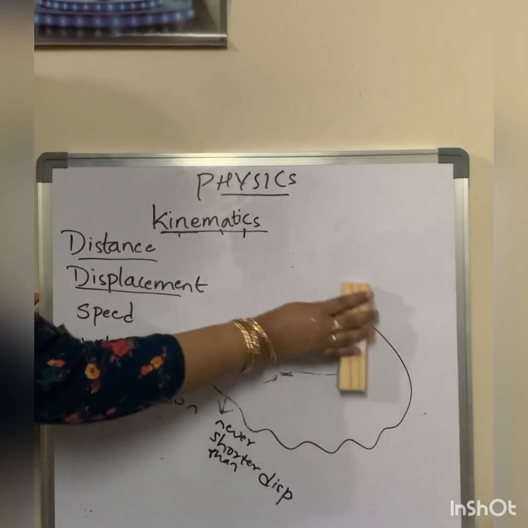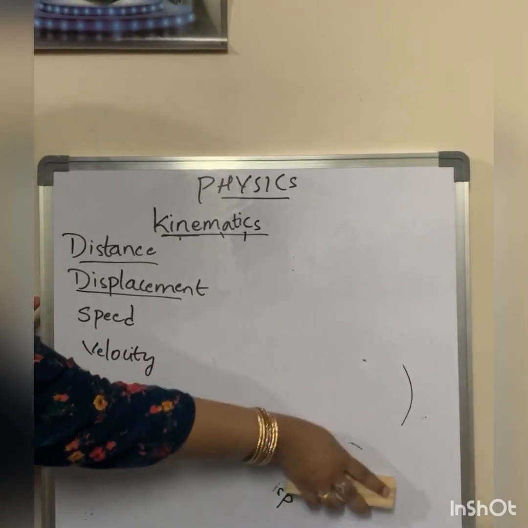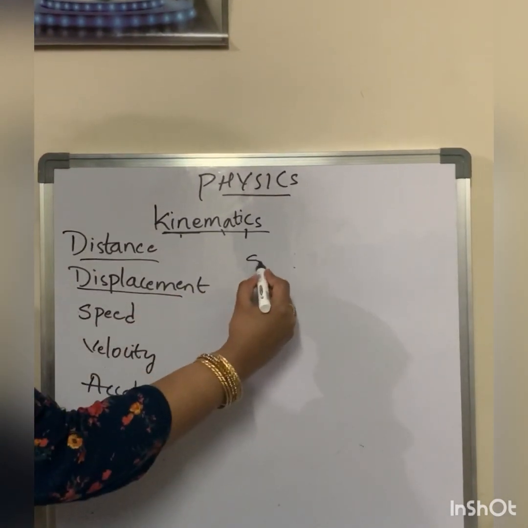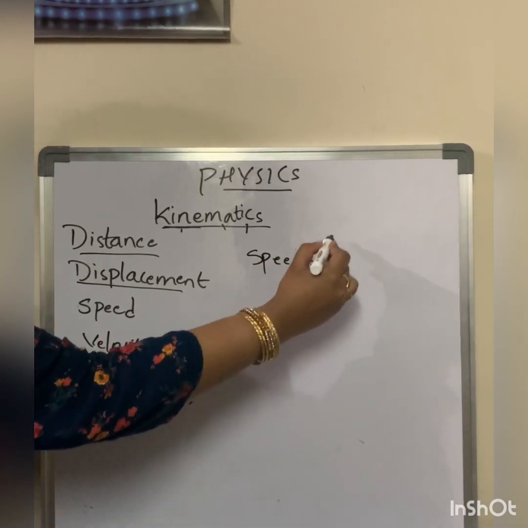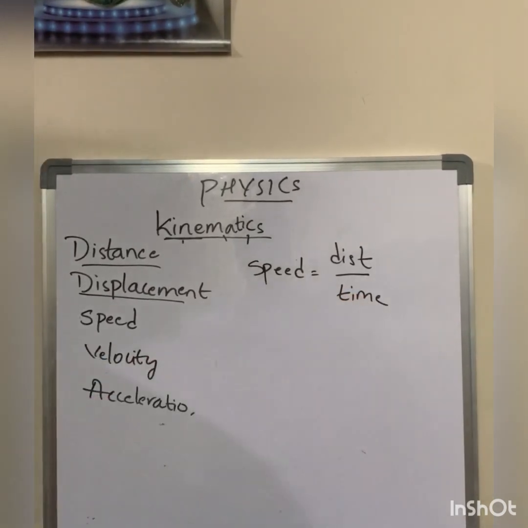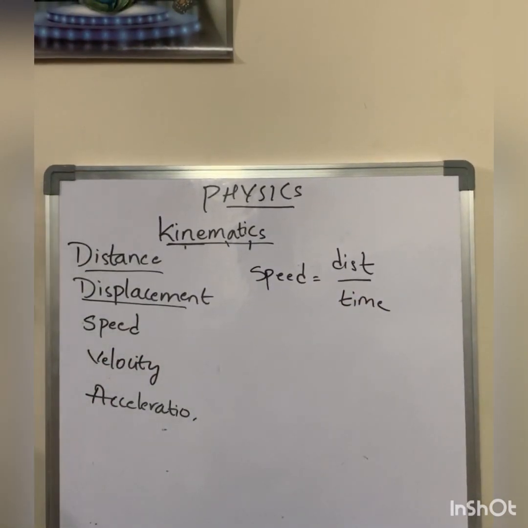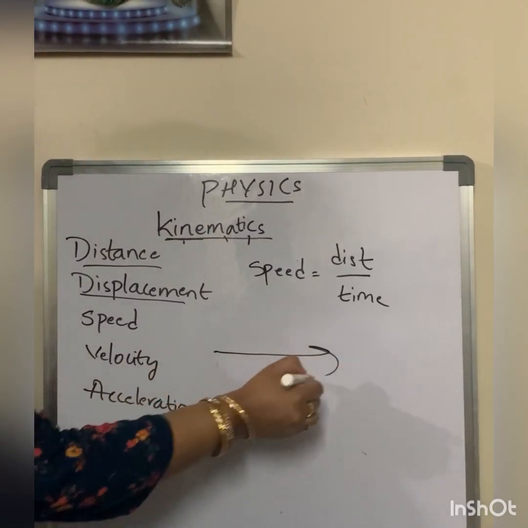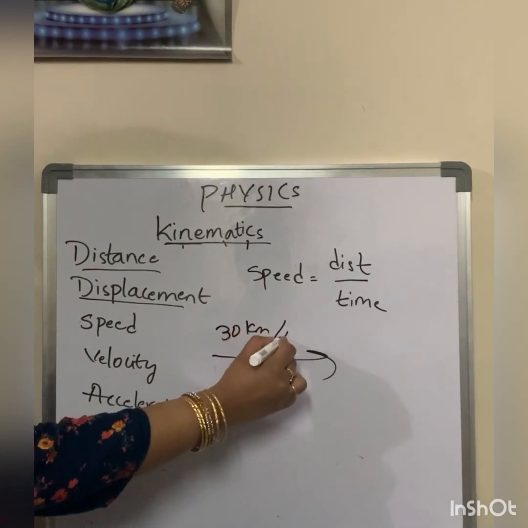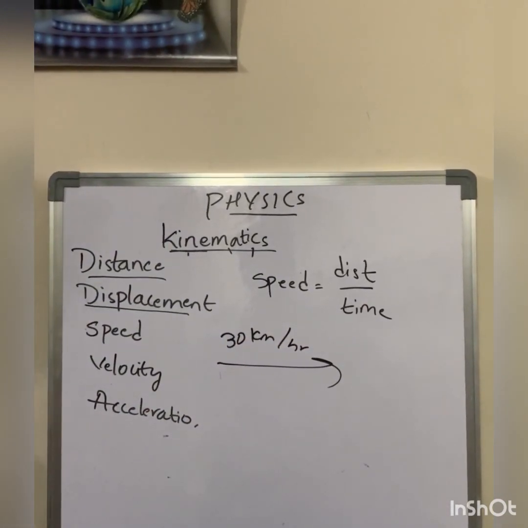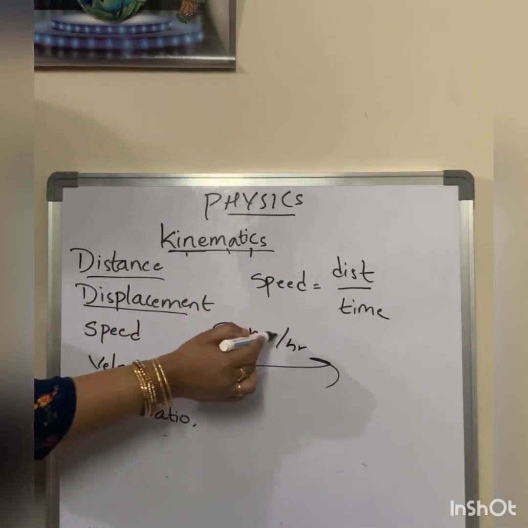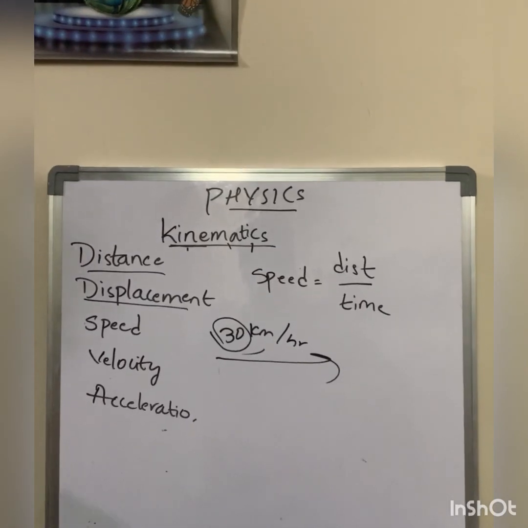So what is speed and what is velocity? So coming to speed, the formula to calculate speed is equal to distance by time. Okay. So what is speed? A person is moving on his motorcycle with a speed of 30 km per hour. So this is the speed, 30 km per hour. That is distance and time. So this is speed. Then what is velocity?